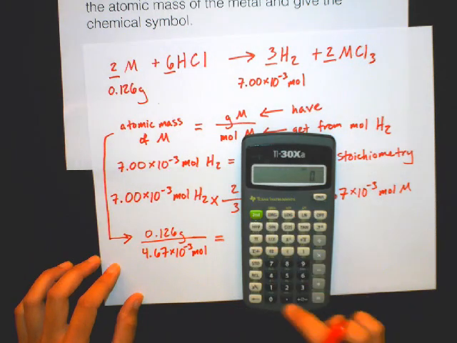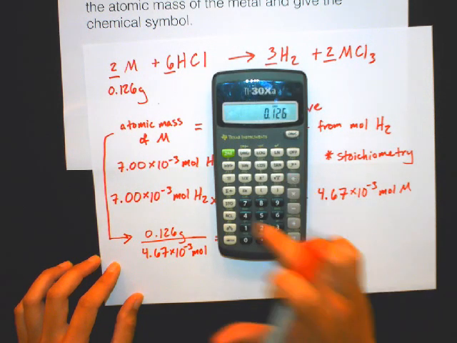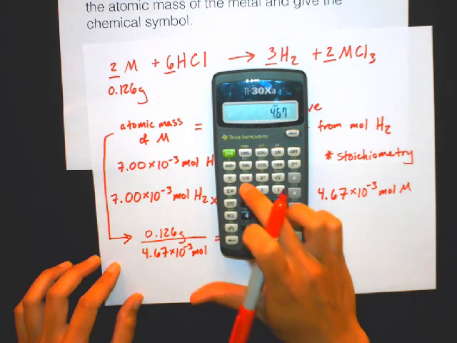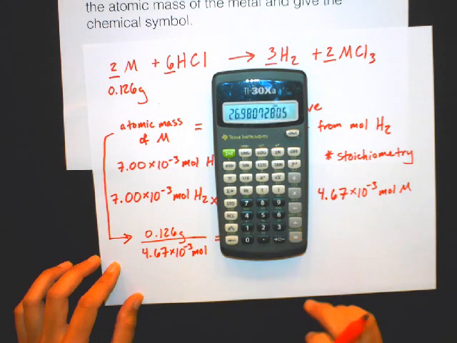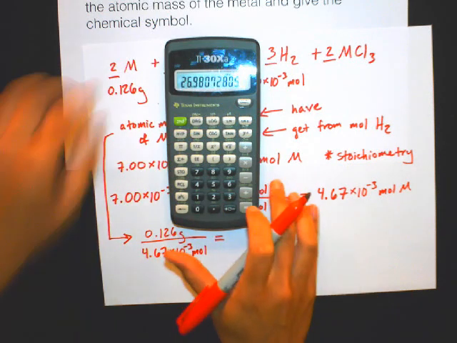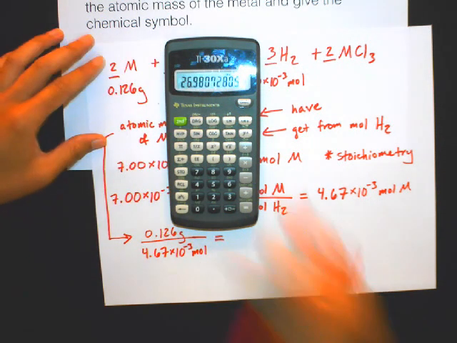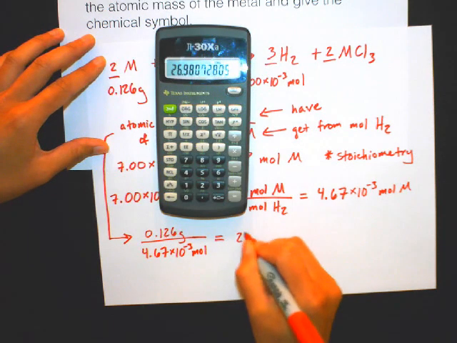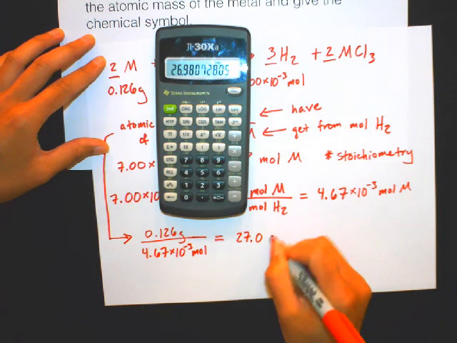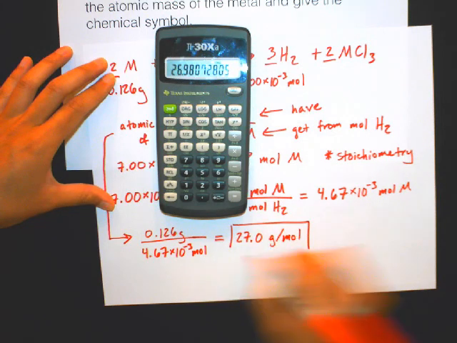Again, we can type that in. 126 divided by 4.67 EE negative 3. And we want 3 sig figs, so it's 26.98 and so on. So it's going to round to 27.0 grams per mole.